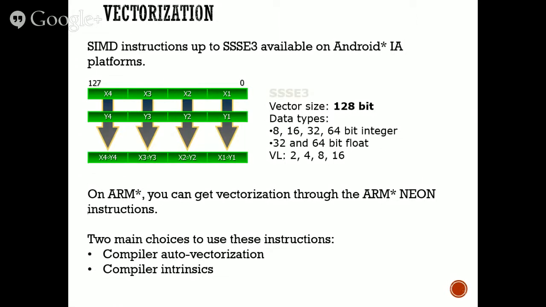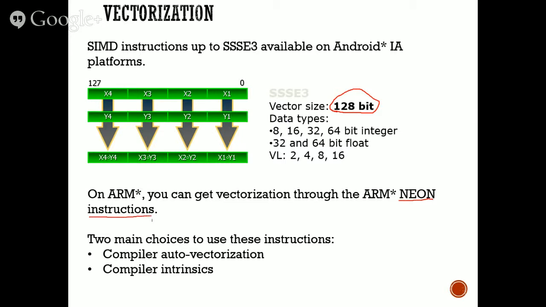There is a method called vectorization through which you will be optimizing your source code for the Intel architecture. On Intel, it is called the SIMD instructions. SIMD instructions are available up to the SSSE3 version on the Intel architecture platform. SIMD is single instruction multiple data. So with SSSE3, you can perform operations up to 128-bit at once. In case of ARM architecture, you will be using Neon instructions to do the same.